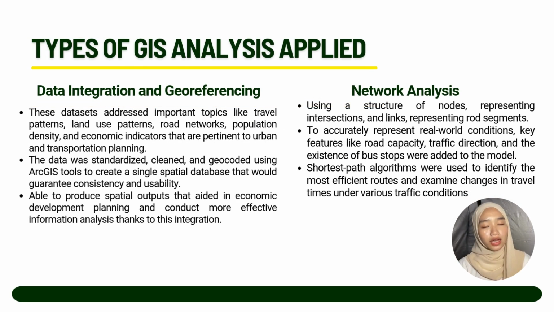Next, the types of GIS analysis applied in this assignment. The first one is data integration and georeferencing. The researchers collected datasets from various sources, including transport authorities, planning agencies, and field surveys. These datasets address important topics like travel patterns, land use patterns, road networks, population density, and economic indicators that are pertinent to urban and transportation planning.